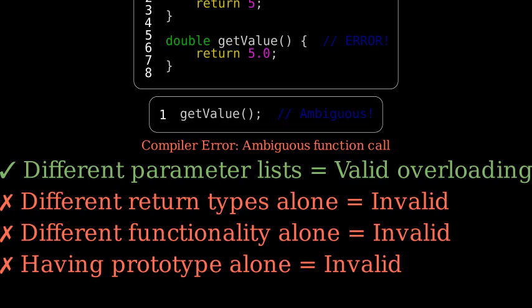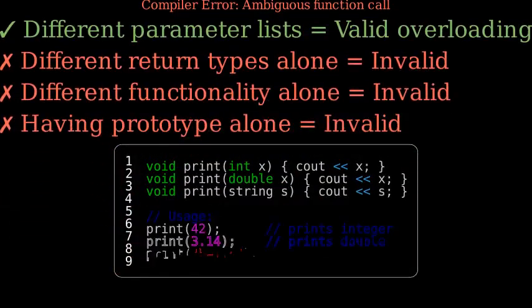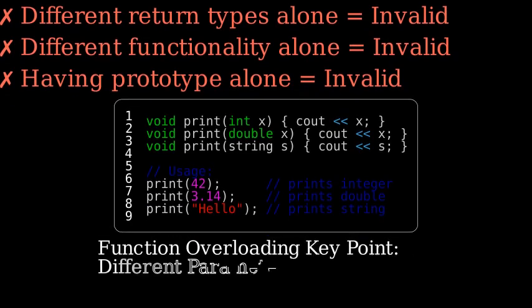Here's a practical example of why function overloading is useful. We can have a print function that works with different types of data, making our code more intuitive and easier to read. Remember, function overloading is all about having different parameter lists, either different types or different numbers of parameters. This allows us to write more flexible and readable code.